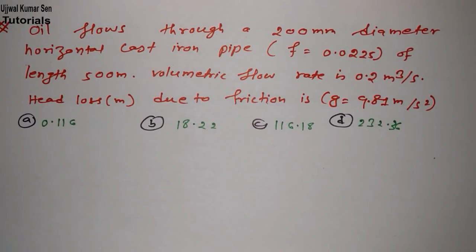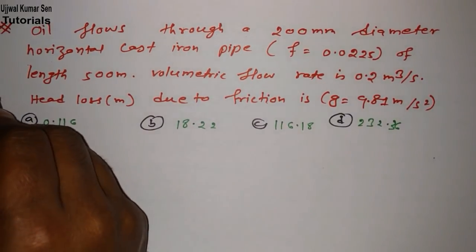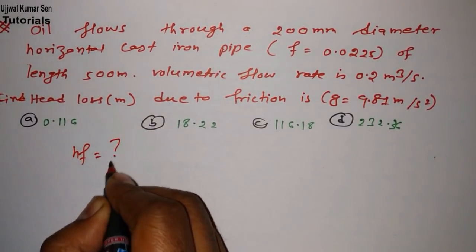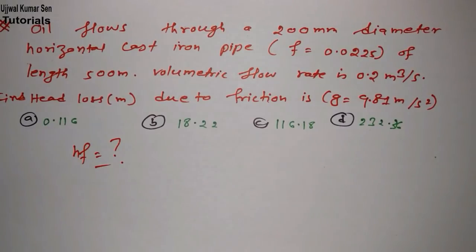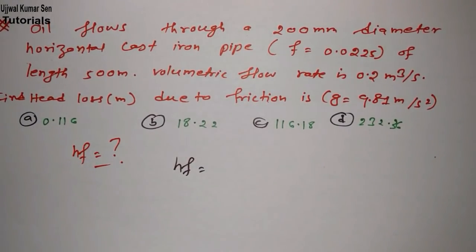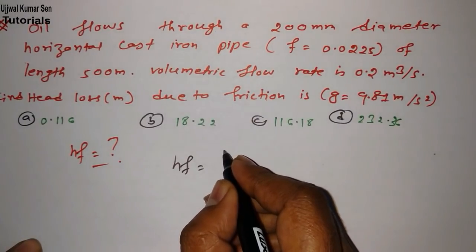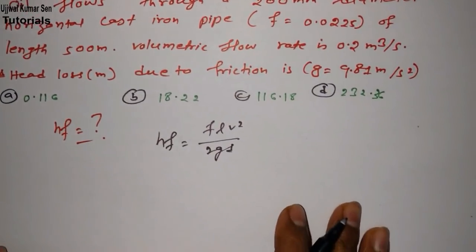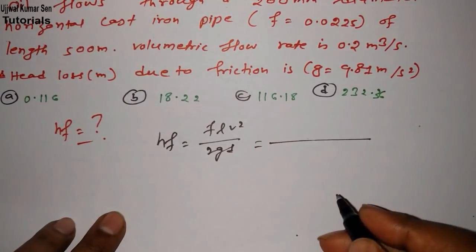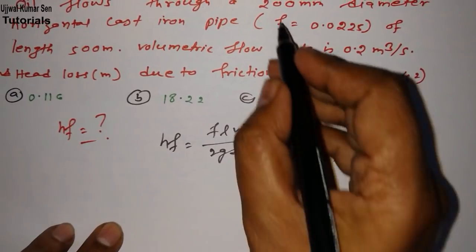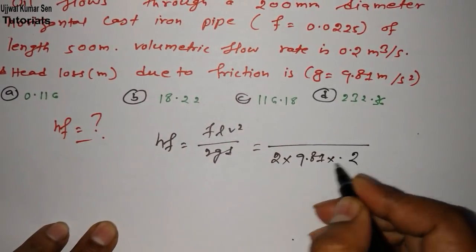So what do we have to find out? We have to find the head loss. HF is equal to what? I have already shared with you the formula: HF is equal to f L V square by 2 g D. Now put in all the values given in this question. G is 9.81, diameter is 200, that means 0.2.